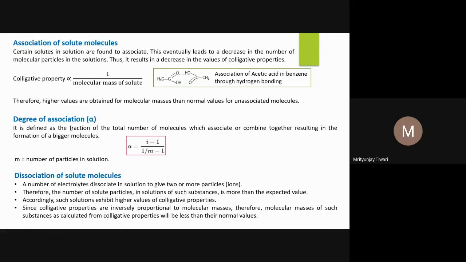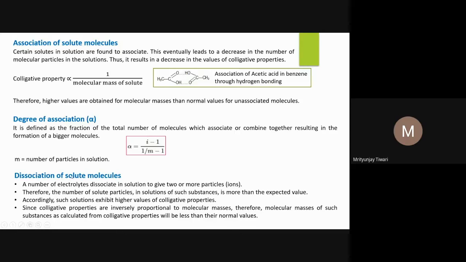Only some fraction of the particles of the solute get associated. So there we need to define a term, that is degree of association. The degree of association is defined as the fraction of the total number of molecules which associate or combine together, resulting in the formation of a bigger molecule, or a dimer, trimer, whatever. So this alpha is defined from this formula: alpha is equal to (i minus 1) divided by (1/m minus 1), where m is the number of particles in the solution, the total number of particles present in the solution.